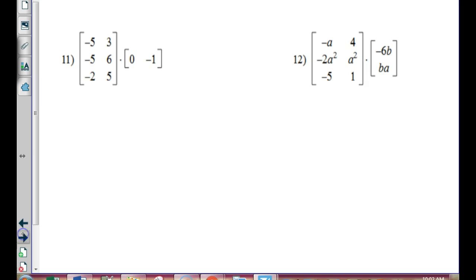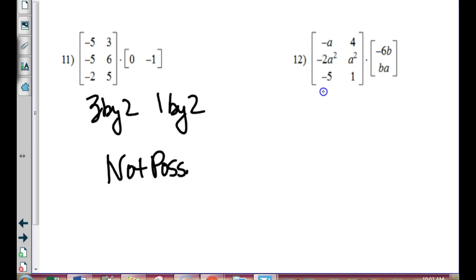Is there another one with a letter? All right. What size are these? This is a 3 by 2. Be very careful. And this is a 1 by 2. Can you do those?